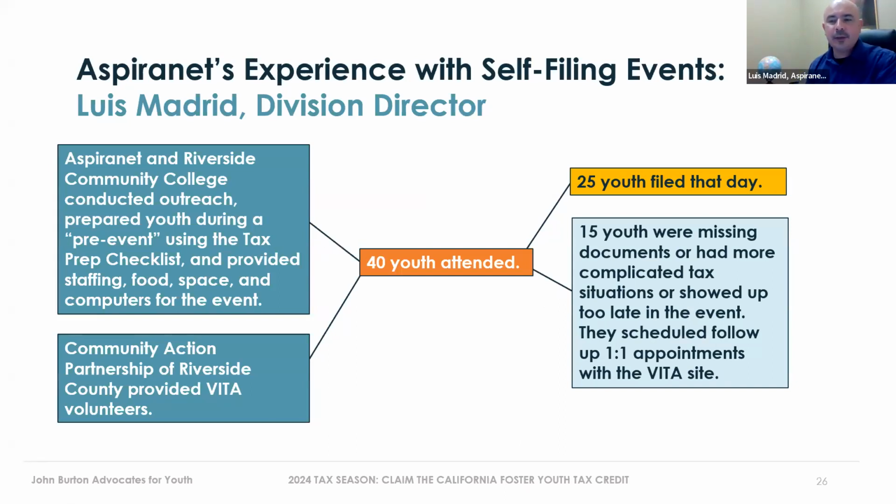We have a large continuum, essentially serving youth from birth all the way to the age of 26. My division is the TAY division, so that's what I will be speaking on today. And we have 11 TAY offices across the state.